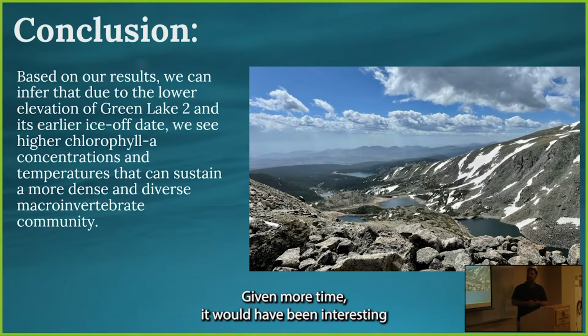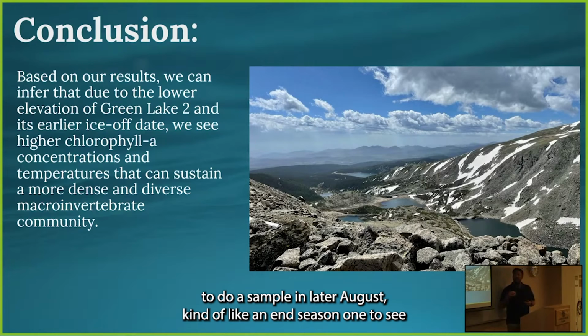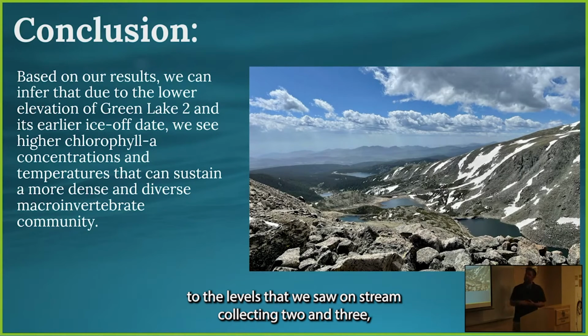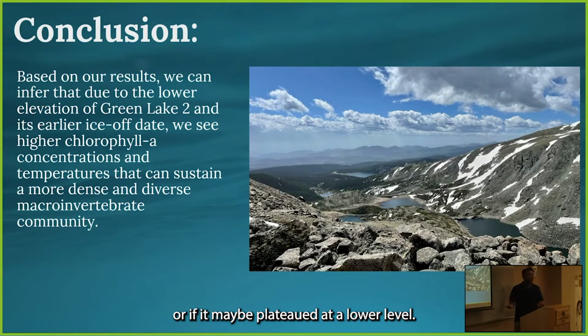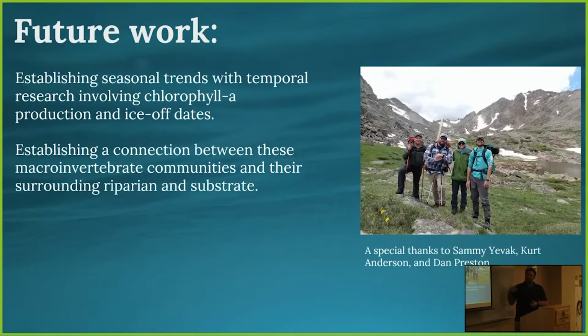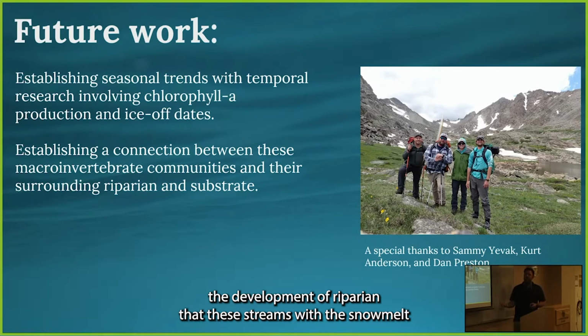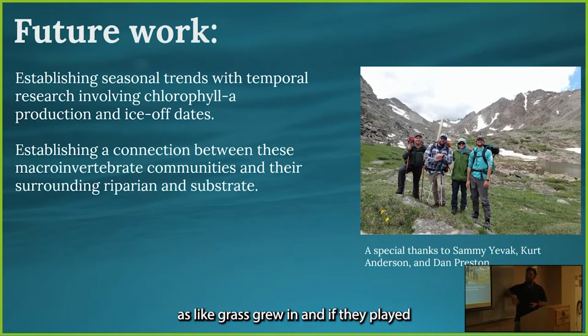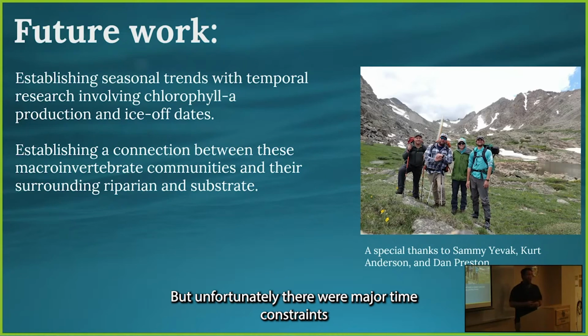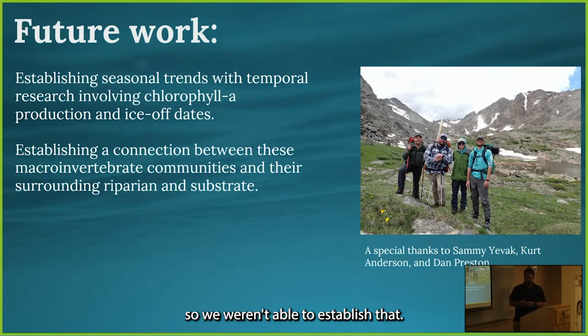Given more time, it would have been interesting to do a sample in late August, like an end-of-season one, to see if the stream connecting 4 and 5 would eventually catch up to the levels that we saw in the stream connecting 2 and 3, or if it maybe plateaued at a lower level. Also, given the time, it would have been interesting to establish if there was any connection with the development of riparian vegetation at these streams with the snowmelt, as grass grew in, and if it played any role in the development of these macroinvertebrate communities. But unfortunately, there were major time constraints, so we weren't able to establish that.